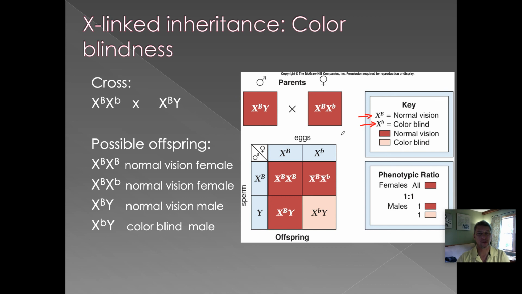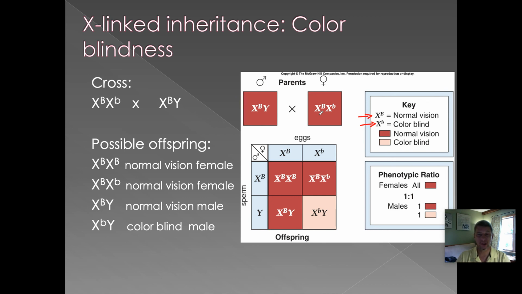Now, in this particular cross, we're going to cross a normal male with a carrier female. I say the male is normal because his X chromosome, his only X chromosome, carries the dominant allele, and then he has the Y to go along with it. The mother, on the other hand, is what we call a carrier. She is heterozygous. She carries both a copy of the dominant allele and a copy of the recessive allele. The dominant allele masks the recessive allele, and so she has normal vision. Now, what happens when these two reproduce?